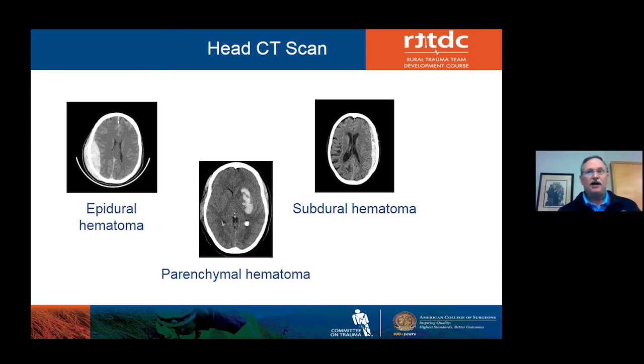You might get a delayed presentation where a patient comes in 2 days after they fell down and struck their head. The subdural hematoma does cross suture lines, so oftentimes you will see a half moon shaped or crescent shaped deformity or shadowing there in the CAT scan. And then lastly, you have the parenchymal bleeds as well.